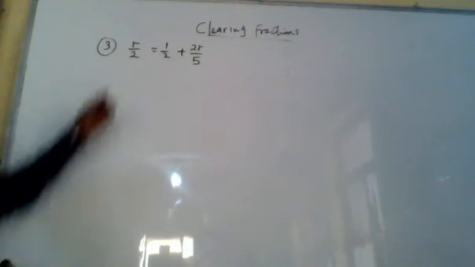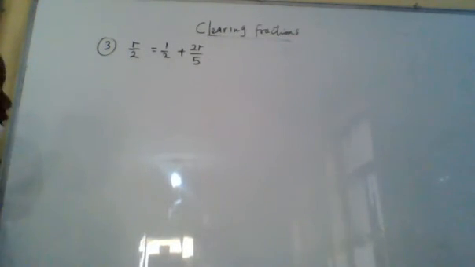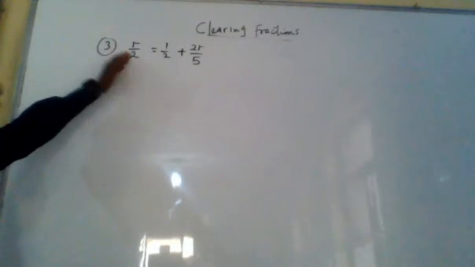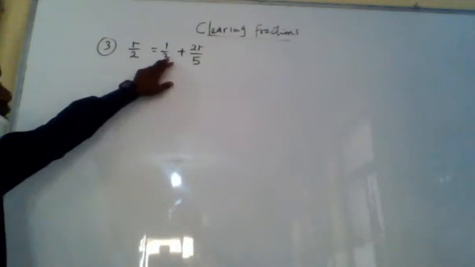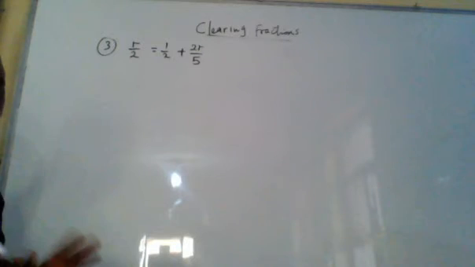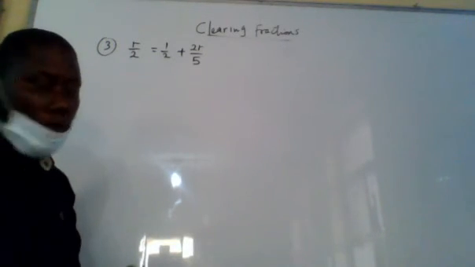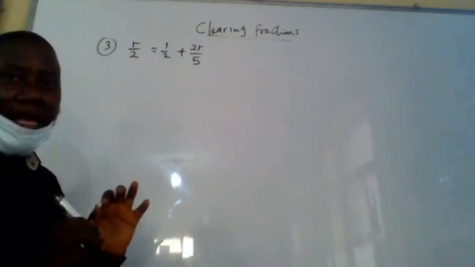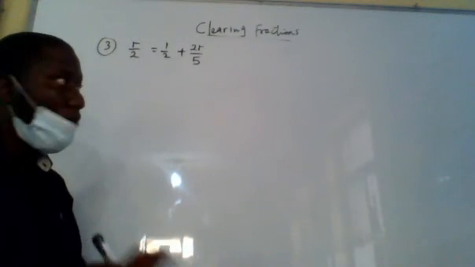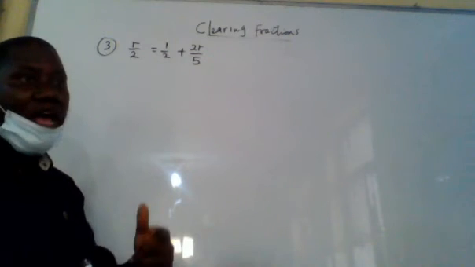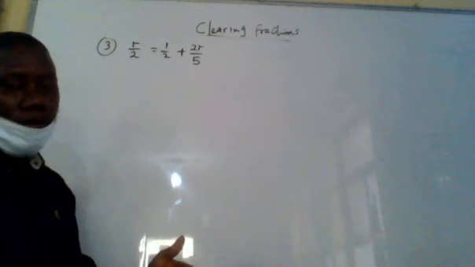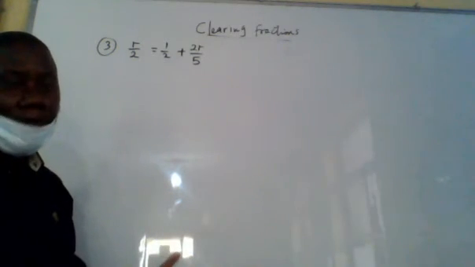And this is the last question I have for you, inshallah. We have r over 2 equals 1 over 2 plus 2r over 5. Don't forget the rule. The rule is to find the LCD of the denominators. That is the lowest common denominator. And that means out of the denominators, a number that other denominators can go in without a remainder.